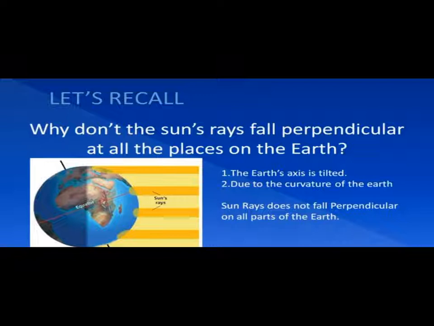Two reasons are there. Because of the tilt, and curvature means, look here, one curve and a second curve together, like a ball. Understood, students? Because of two reasons, the Earth's axis being tilted and the curvature of the Earth, sun rays do not fall straight, direct, that is perpendicular, on all parts of the Earth.